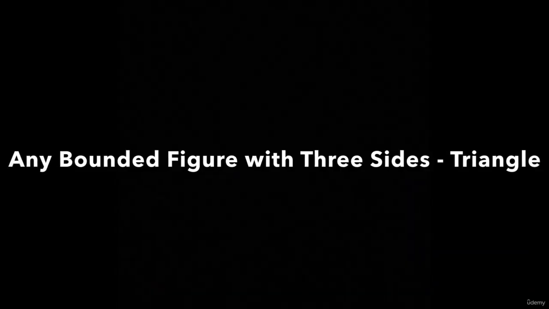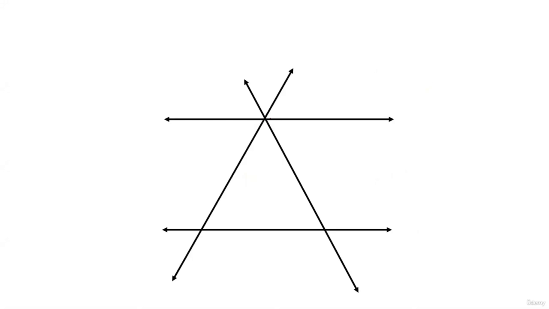Now, the best way to draw a triangle is, see, I have two parallel lines and I have two transversals. The lines meet at the given points. The first point indicated here, the second point here, and the third point is here. So we form a triangle like this, a bounded figure having three sides. This is how we generate a triangle.